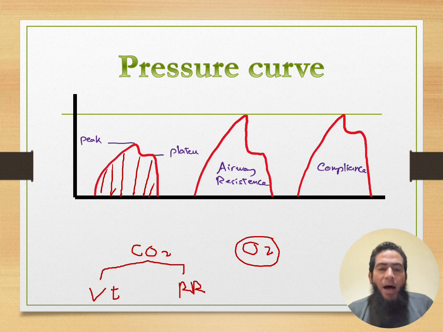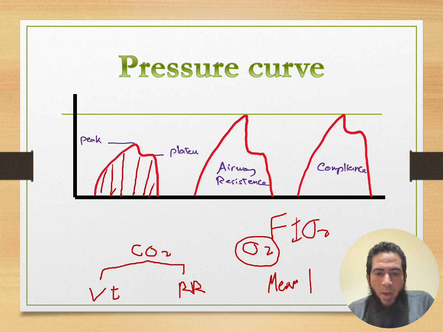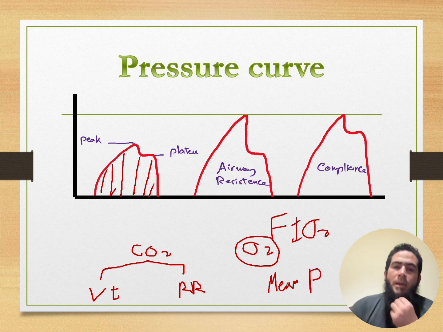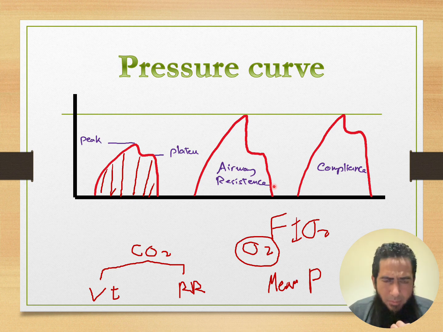The other thing that affects the oxygenation is the FiO2. So two factors affect the oxygenation in a mechanically ventilated patient: FiO2 and the mean airway pressure. As we said before, the mean airway pressure is the area under the curve, and the FiO2, everybody knows what FiO2 is. So how to increase the area under the curve in the pressure curve? Plateau is one of the things that will increase the area under the curve.